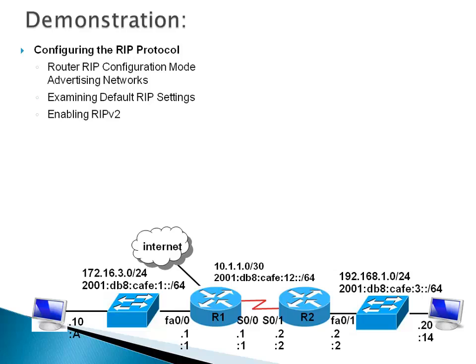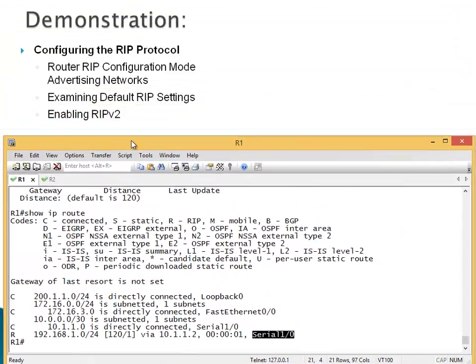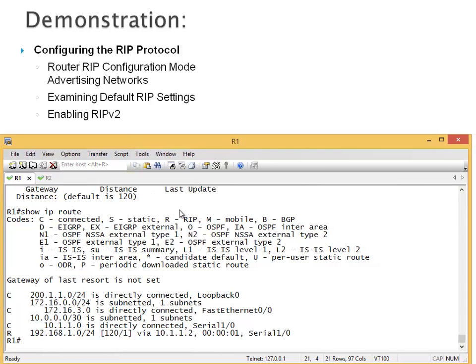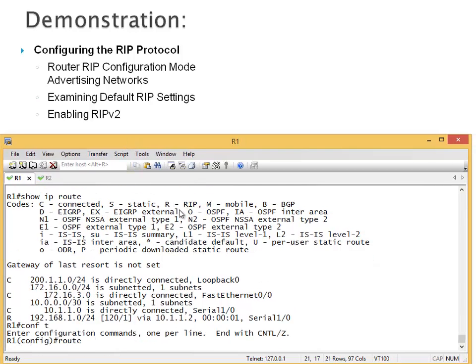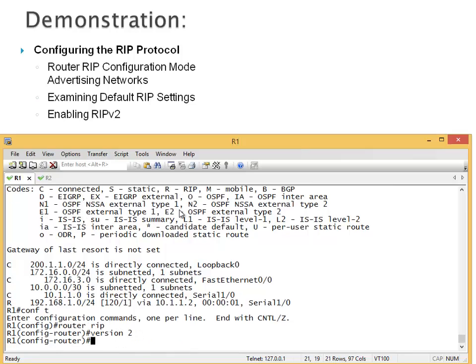Enabling RIP version 2. To enable RIP version 2, all we have to do is go to the routing protocol. So config T, router RIP, enter, and then type version 2. Done.